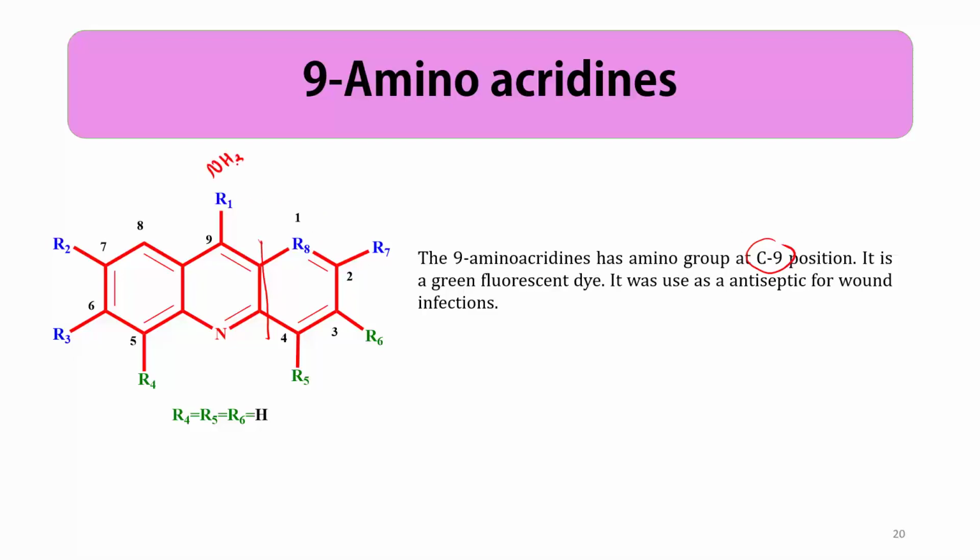Another use is that it acts as a green fluorescent dye. It was used as an antiseptic for wounds and infections. First you should be aware of what fluorescence is. Fluorescence is when you excite the molecule, the electron goes from the ground state to an excited state, S0, S1 and S2 states. If it comes back directly to the ground state S0, we get fluorescence. But when it goes through intersystem crossing to another state and then comes back, it is called phosphorescence.